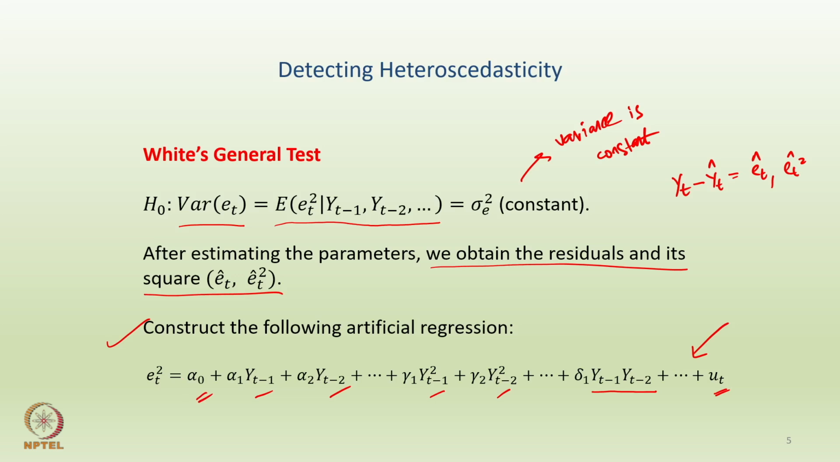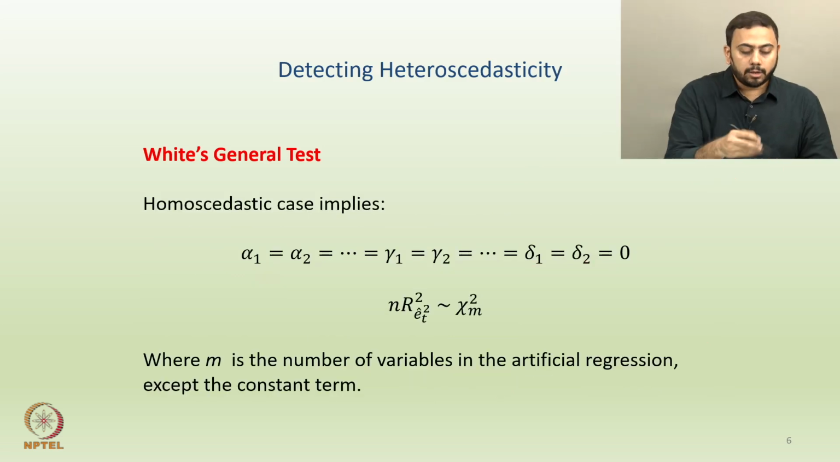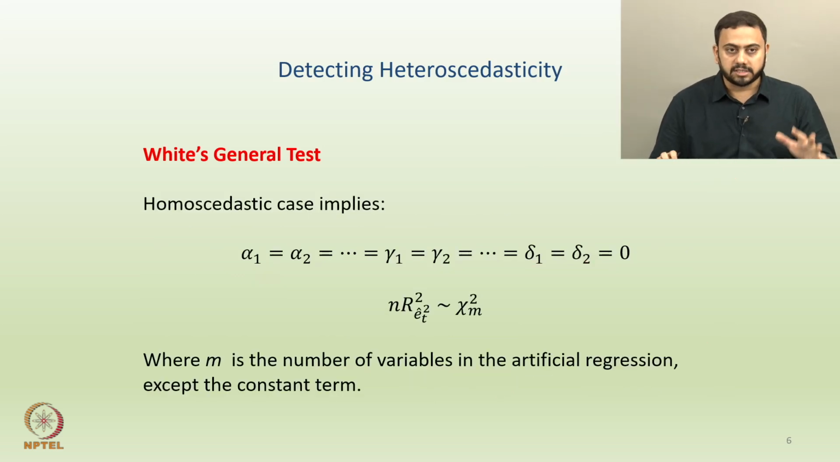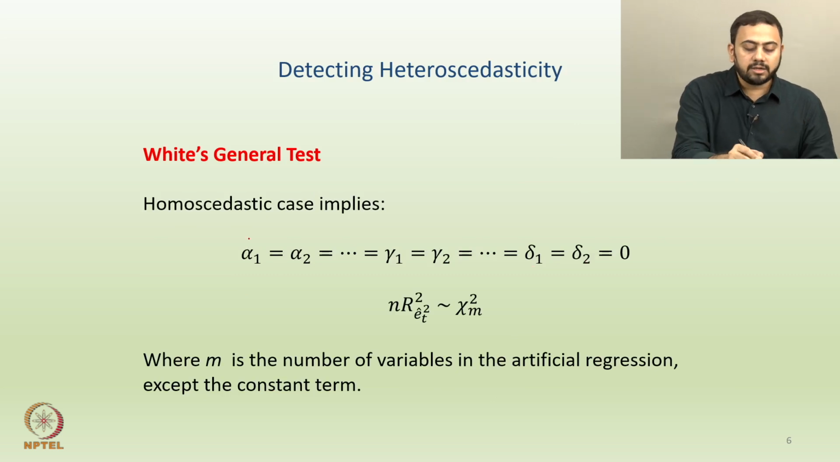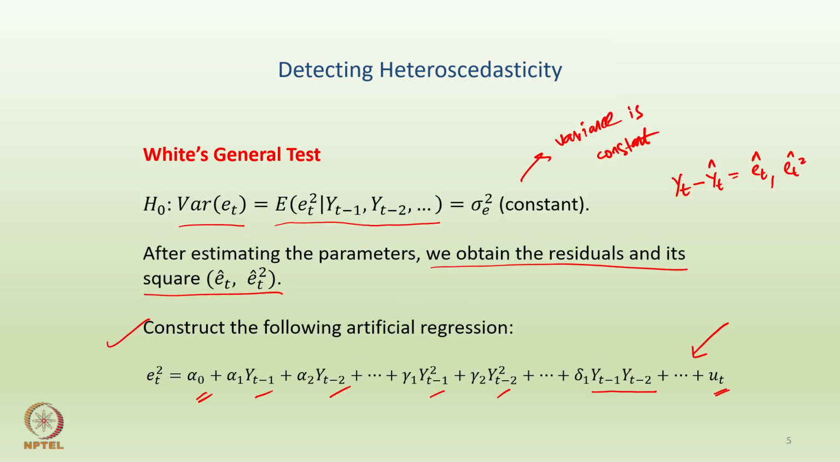So, what next? Once you create this artificial regression, obviously if the variance is constant, that is, under the homoscedastic case, all these coefficients should be equal to 0, isn't it? You can go back a slide and sense this from the regression. So, if all these coefficients, alpha 1, alpha 2, gamma 1, gamma 2, delta 1, are 0, then my Et square is independent of time.